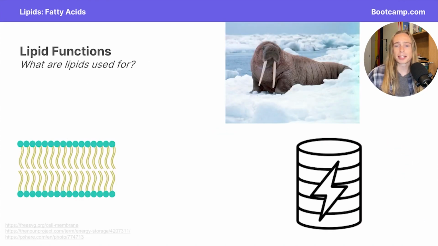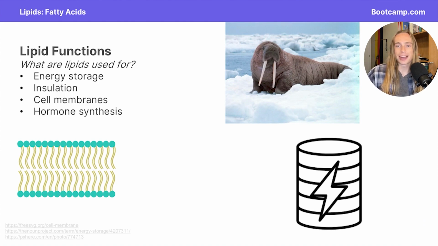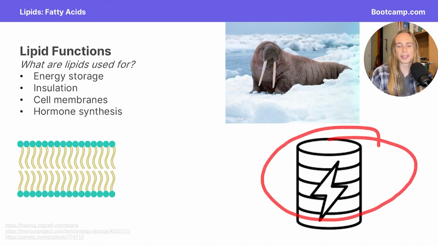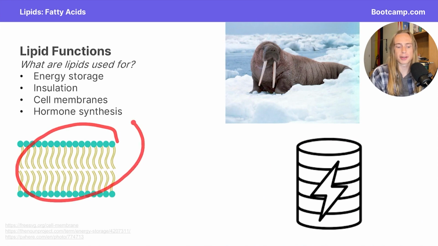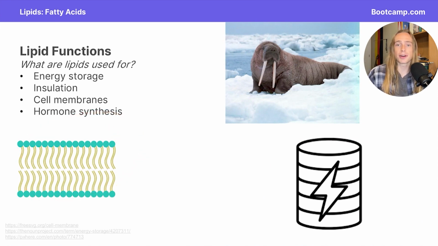While many of us probably go to the gym to try to decrease the amount of lipids we may have, lipids do have a vital role in our bodies. So can you think of what lipids are used for? And great, so while fats might get a bad name, lipids are really important to us. Lipids are used for energy storage, they're used for insulation like the blubber on this walrus, and also they're utilized in cell membranes. Lipids are also used for hormone synthesis as well.